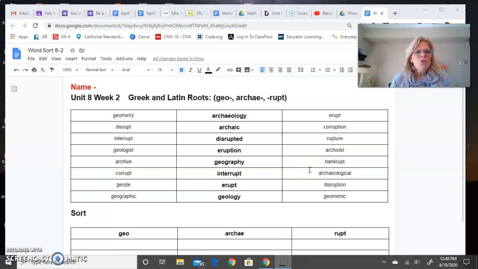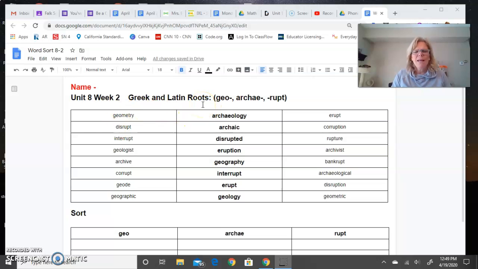This is the word sort for Unit 8, Week 2. We did take a little break from word sorts and spelling just because we had 2 shorter weeks. So we're back at it. The last word sort had to do with negative prefixes, if you remember. So this time we're going to be talking about Greek and Latin roots.